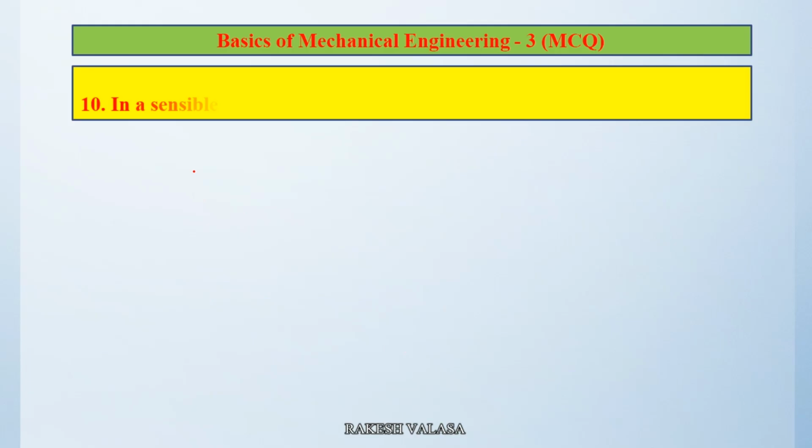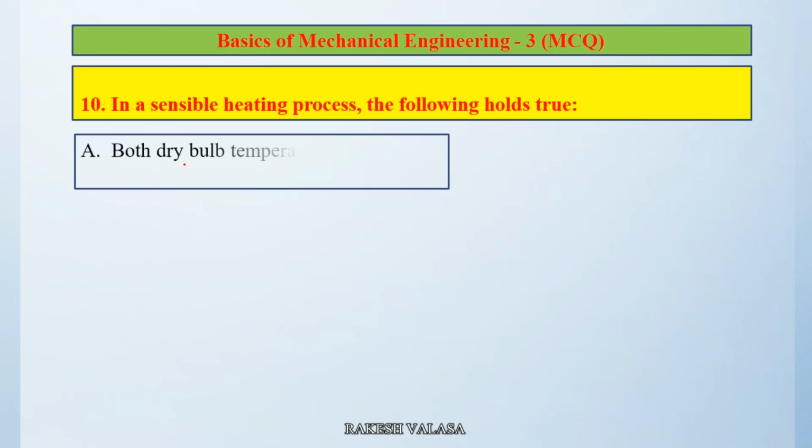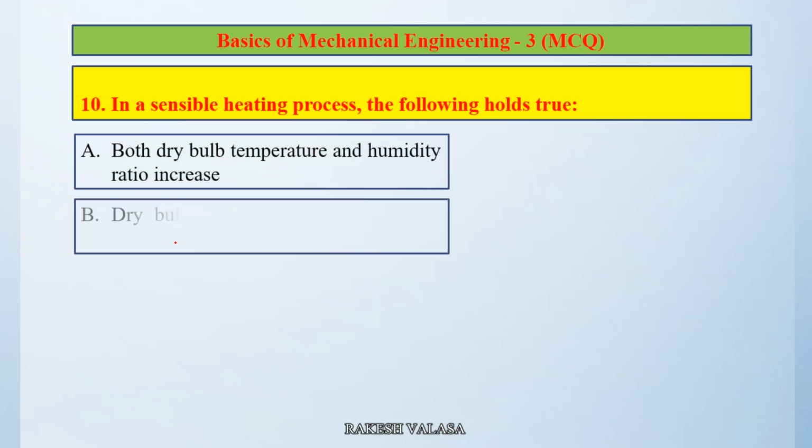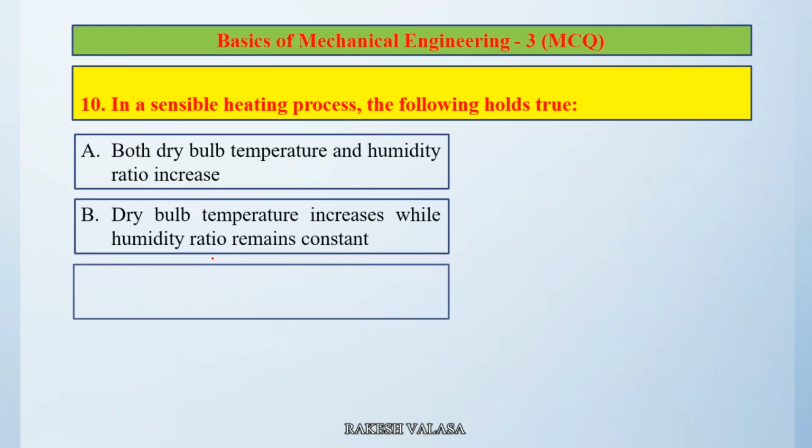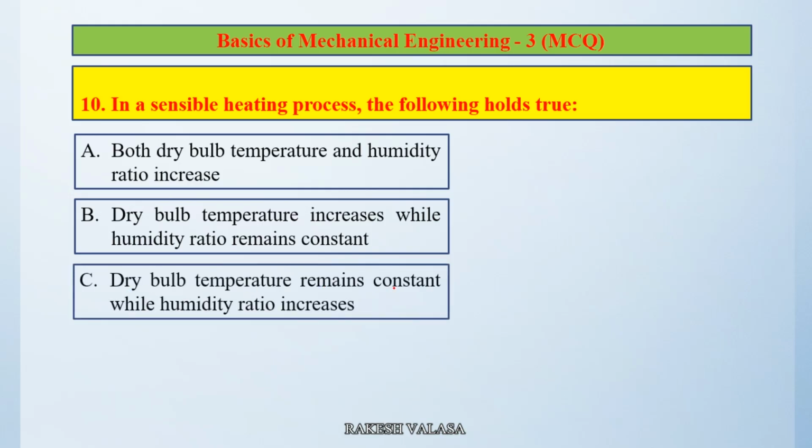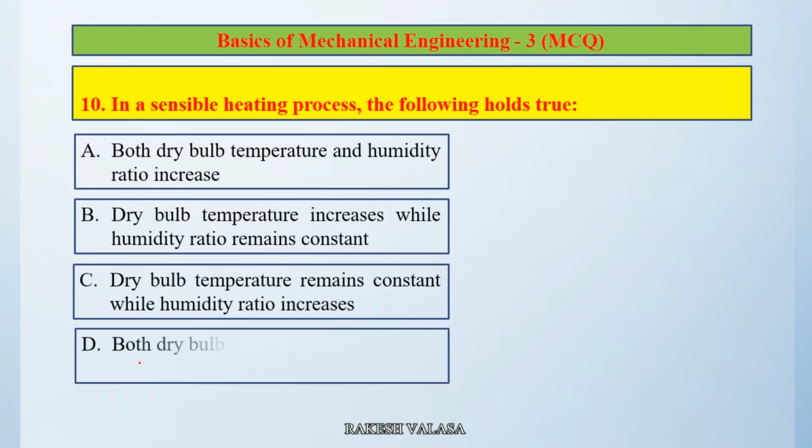Question number 10. In a sensible heating process, the following holds true. Option A, both dry bulb temperature and humidity ratio increase. Option B, dry bulb temperature increases while humidity ratio remains constant. Option C, dry bulb temperature remains constant while humidity ratio increases. Option D, both dry bulb temperature and humidity ratio decrease.